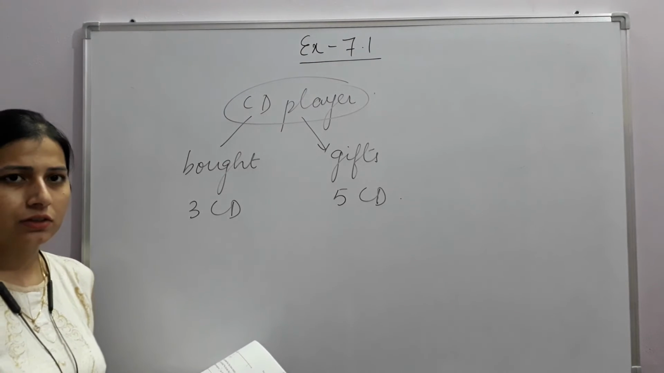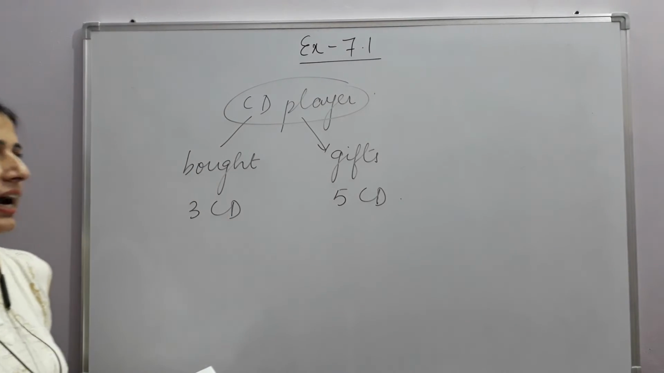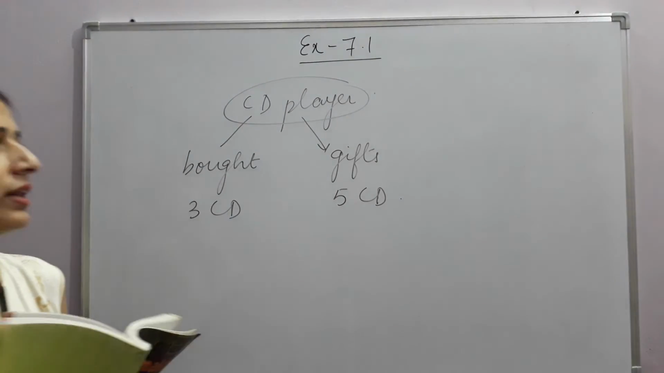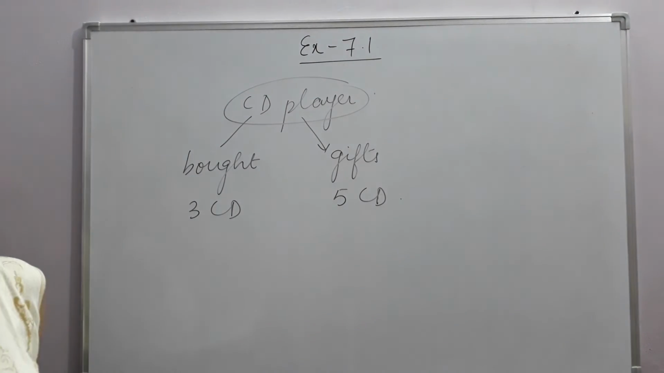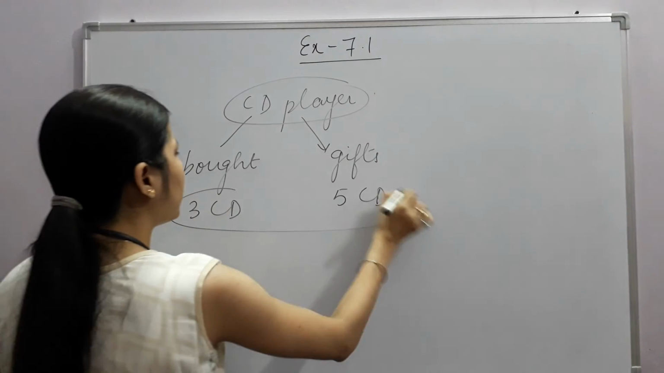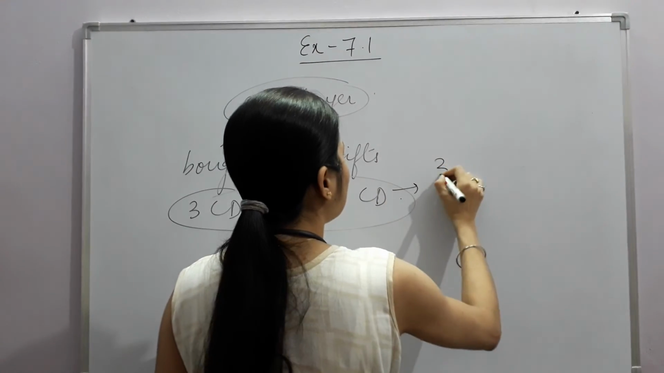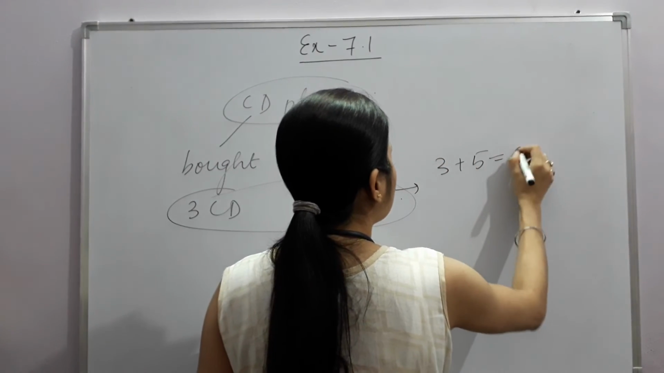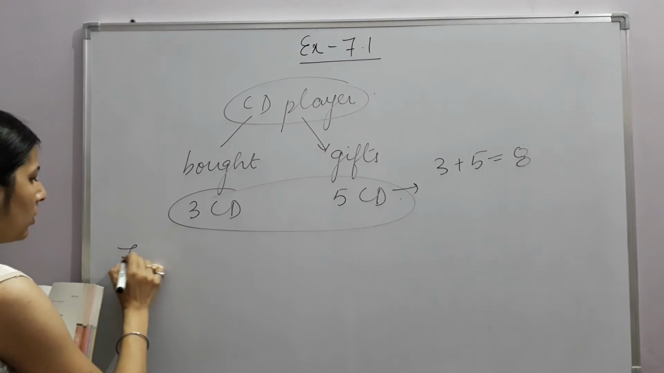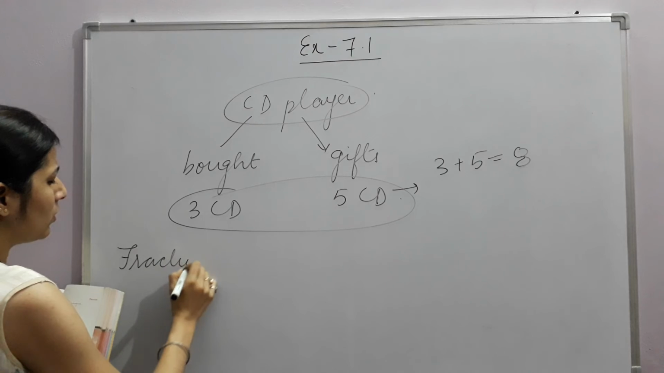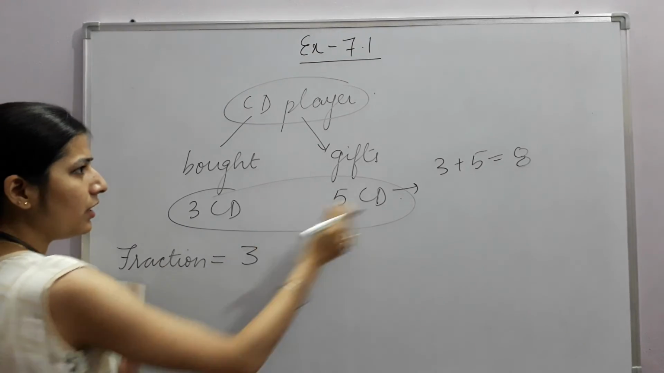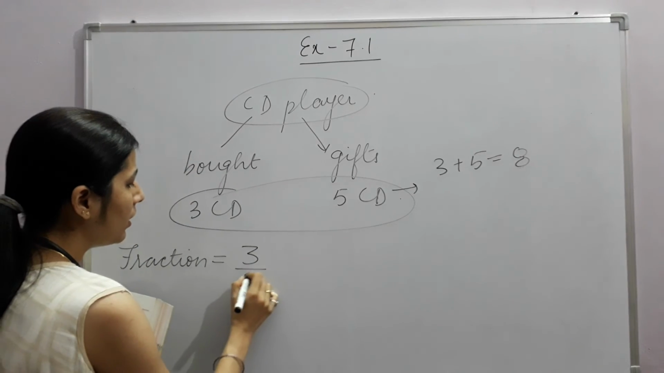They are asking the fraction of CDs that she has bought and the fraction of CDs that she has got as gifts. We already know that whenever we write a fraction, we always write it in the form of numerator upon denominator. So let us count the total number of CDs. How many? 3 plus 5, 8 CDs. So they are asking the fraction of CDs bought. The fraction of CDs bought will be what? She has bought 3 CDs out of how many? Total are 8. 3 upon 8.